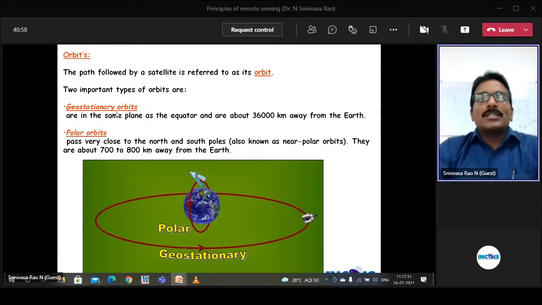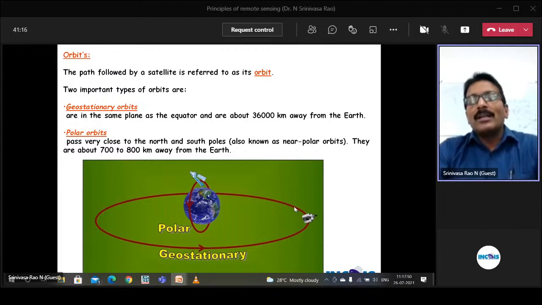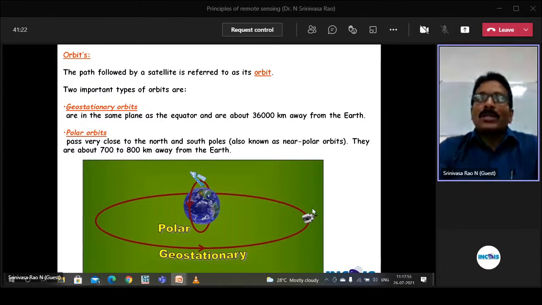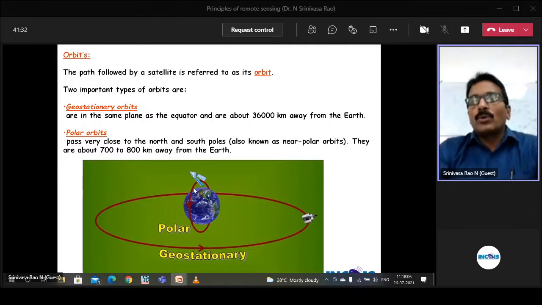Now, what is the difference between the geostationary orbit and the polar orbit? The first difference is the orientation. The geostationary orbit is parallel to the equator. I am not going to explain what the equator is, everyone knows that. The polar orbit is perpendicular to the equator. Why do we call it a polar orbit? Its orientation is north pole to south pole to north pole. That's why we name it a polar orbit.